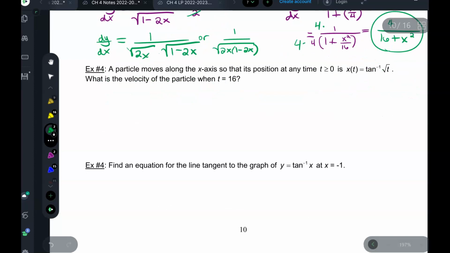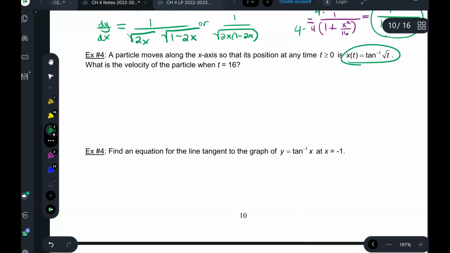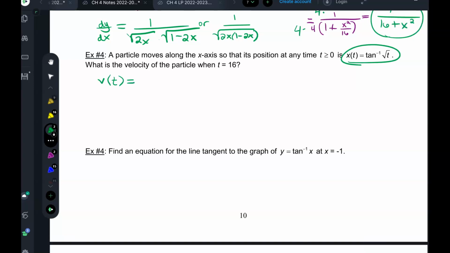Okay, next one, let's see. Now we have a particle moving along the x-axis. We got the position function, tangent inverse of square root of t. What's the velocity of the particle when t equals 16? You find the second derivative. Is it the second derivative? The first. Acceleration would be the second, yeah.